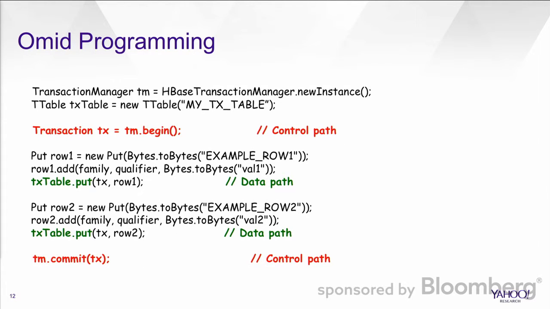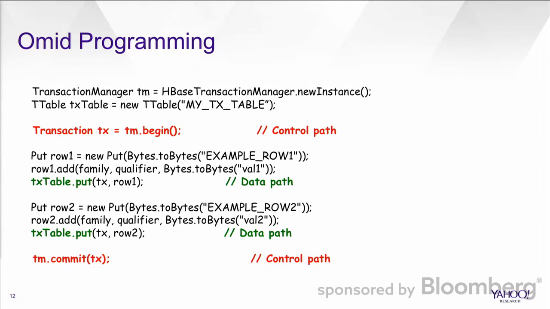Just so you can see how to use Omid, basically, it's very, very similar to HBase, right? You see on the top we allocate a transaction manager. That's the difference. And we allocate the TTable. TTable is very similar to HTable. I'm sure that most of you are aware of that. But in order to do that, we need to do a tm.begin to start a transaction. The transaction returns an object, tx, and then you can see we have a regular put. We just generate an HBase put.